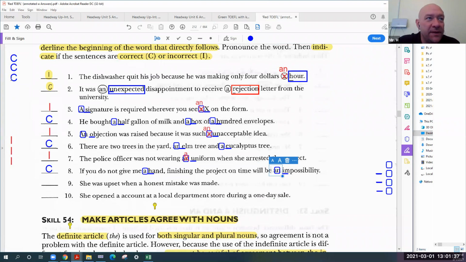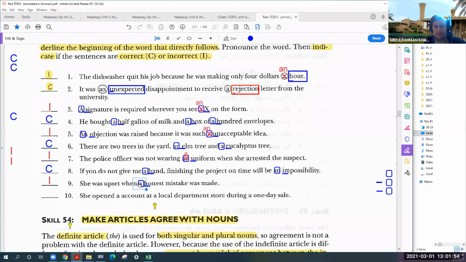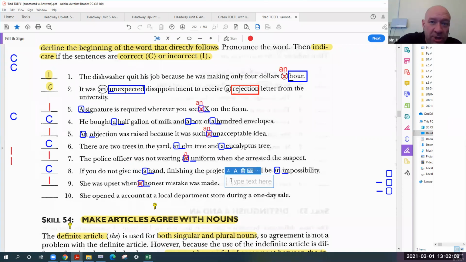Abdurrahman, do number 9. Number 9 is incorrect. Should be honest. Excellent. That's right. Why? What about the H? H is the vowel sound. Yeah, but it's silent, right? Yes. The H is silent. So that's why it's a vowel sound, because H is a silent letter. We call it a silent letter. So what should it be? Anonymous. That's right. You are correct. Well done. Ayed, last one, number 10.